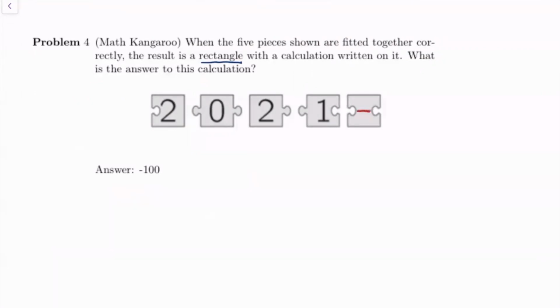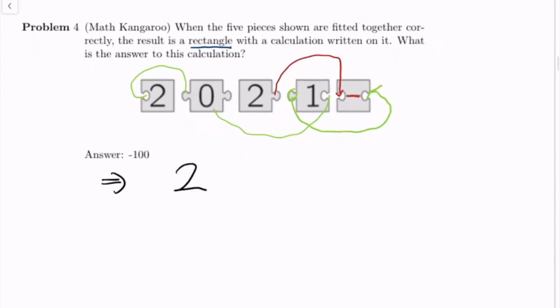If you try to arrange them around, you'll find that this one will go to here, right? So that's the best way to fit it. And then you'll find that this one will go there, right? And then you could put this to here and this to there. Okay, so then what you have is 2 minus 102. If you get all those pieces together, that's how you fit them. So it's a negative 100.